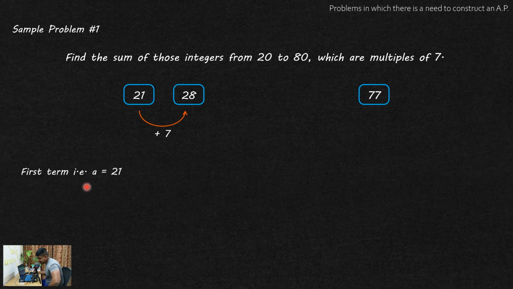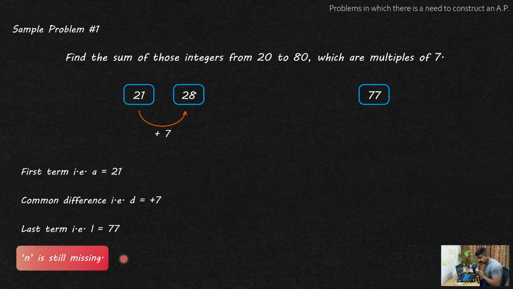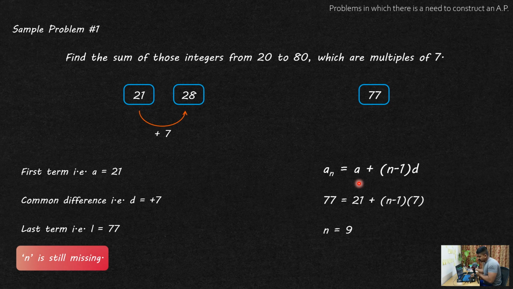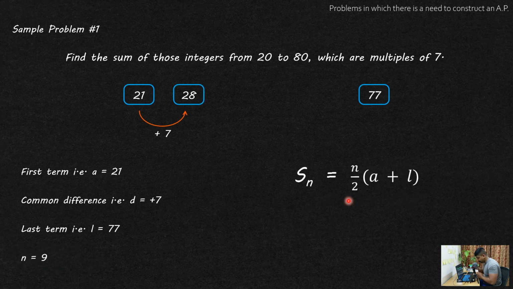So here the first term is 21, common difference is plus 7, and last term is 77. Here n is still missing. So we will use this beautiful formula, a plus n minus 1 into d. Here we already know that an, that is the last term, is 77, a and d are known. We can easily find the value of n. That comes out to be equal to 9.